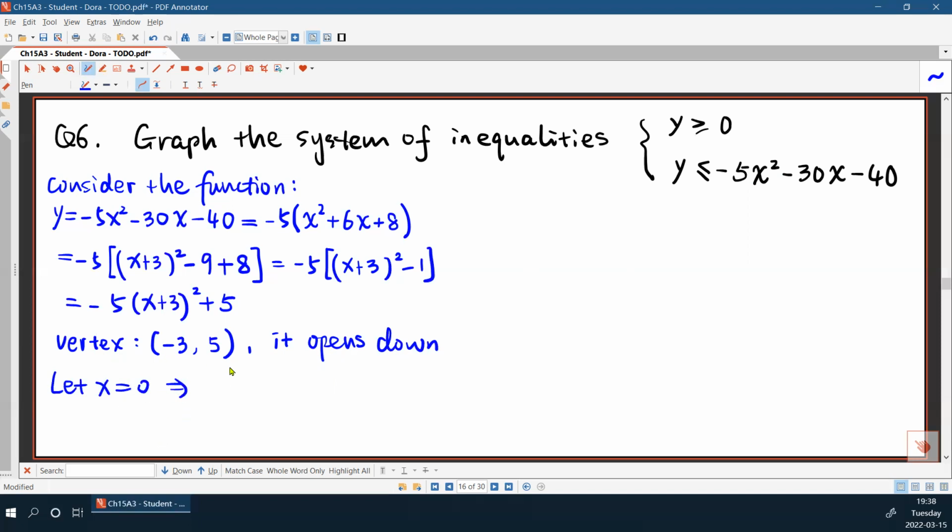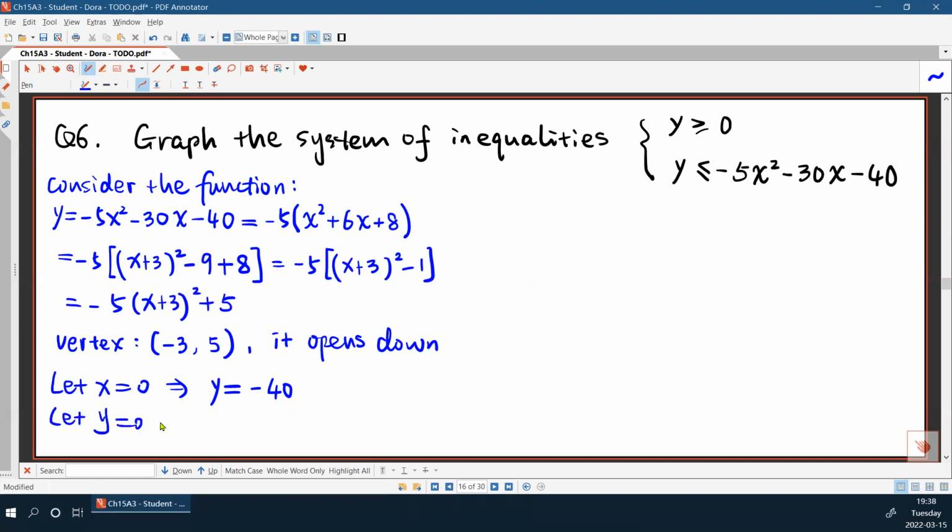Next, in order to more accurately sketch it, we let x be 0 to find its y-intercept. If we let x be 0, let's insert it to the original expression. So y is negative 40. So that means the y-intercept is 0, negative 40, right?